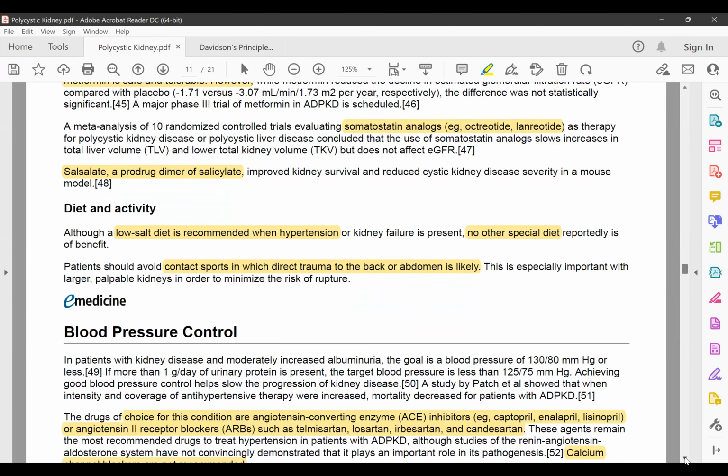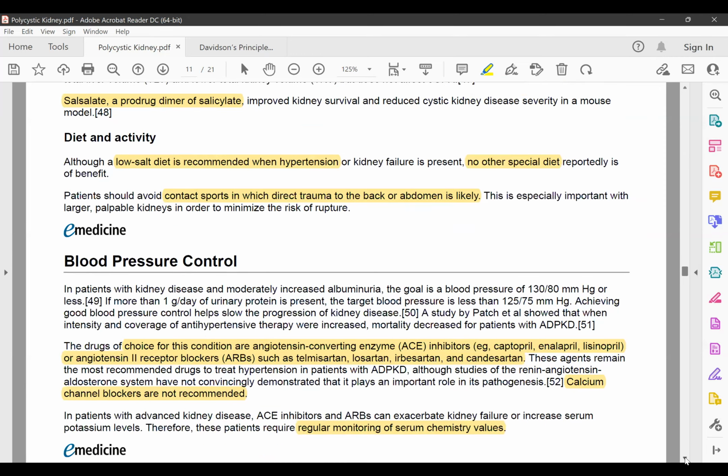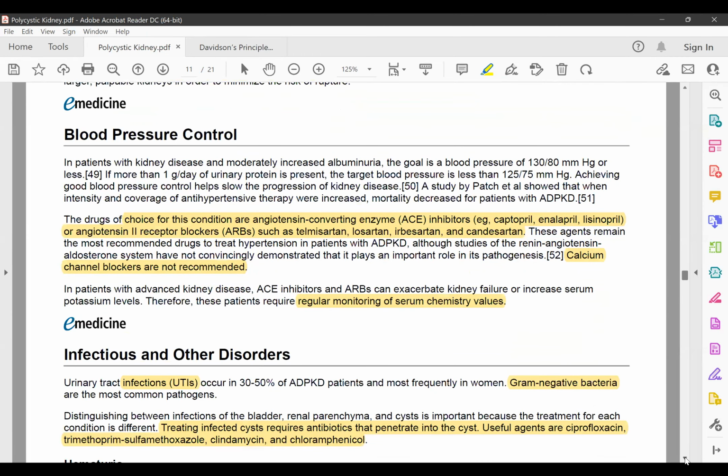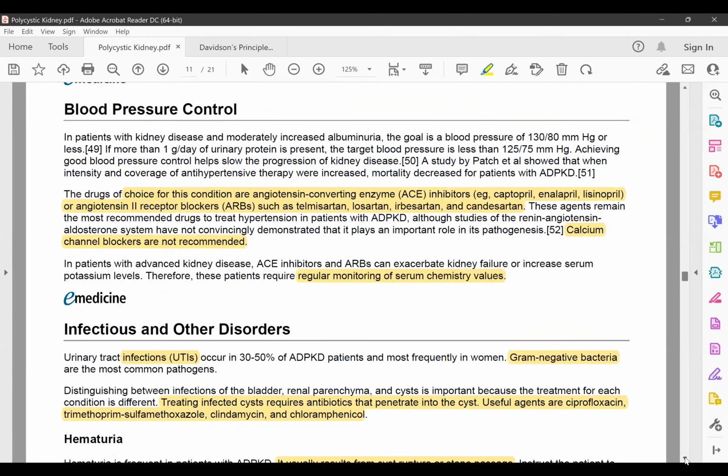Blood pressure control, we already mentioned. Avoid calcium channel blockers. Why? Calcium channel blockers have a tendency to retain fluid. Although there is fluid overload here, you don't want to give calcium channel blockers. You have to use ACE inhibitors or ARBs. Beta blockers can also be given. Diuretics can also be given, not calcium channel blockers.